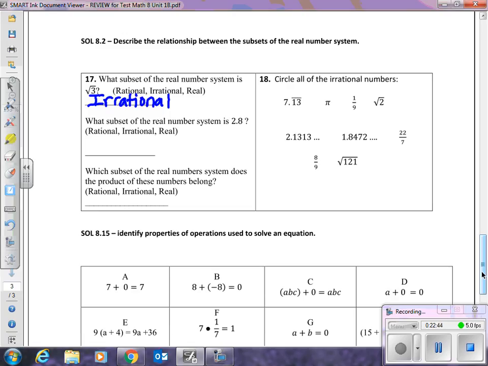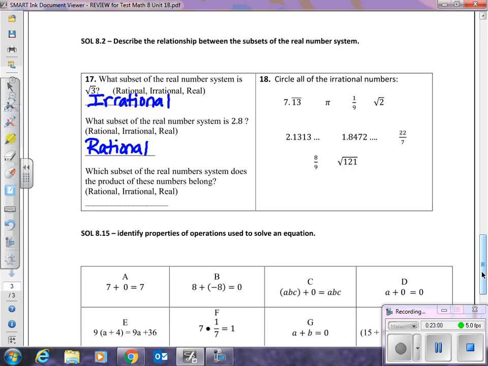What subset of the real number system is 2.8? 2.8 is a decimal that stops. Right? And because it's a decimal that stops, it can be made into a fraction, so that would be considered rational. Okay, and yes, both of these are real, but real is not the best name for them. They have better categories to go in.